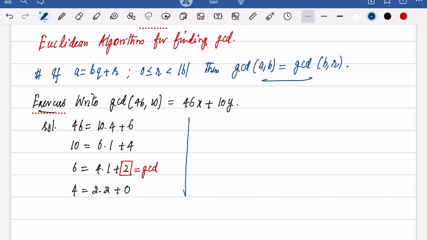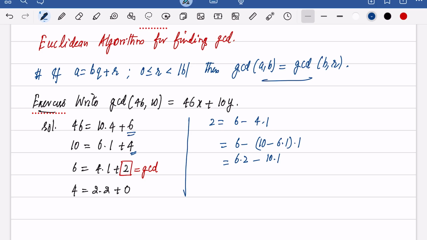Now reversing this process, starting from this 2, we get 2 is equal to 6 minus 4 into 1. Now in the previous step we have this value for 4. So we get 6 minus, now for 4 we can write 10 minus 6 into 1. Now multiply it by 1. Now let's make some calculations. This is 6 into 1 here plus 6 into 1 here. So finally this is 6 into 2 minus 10 into 1.